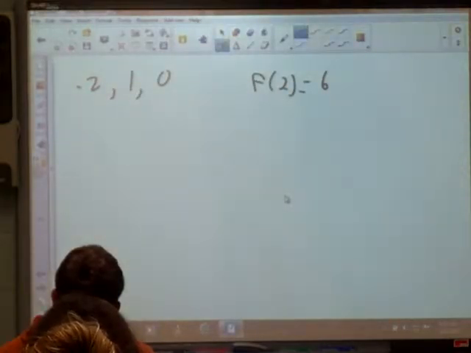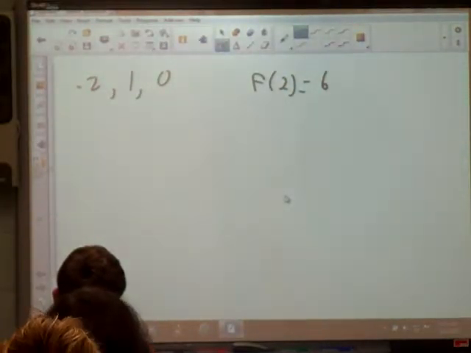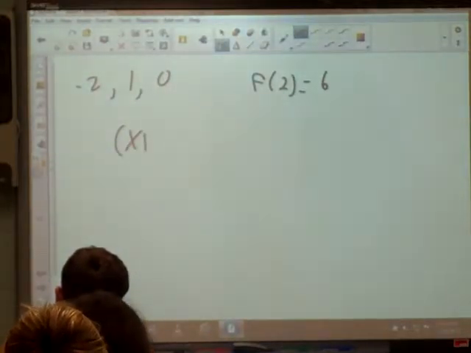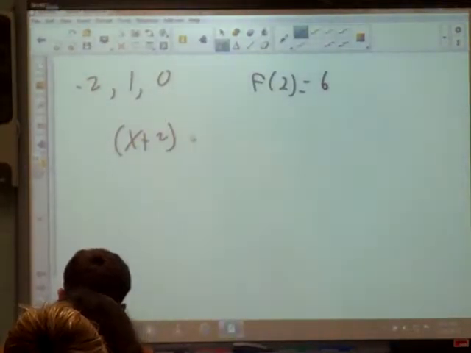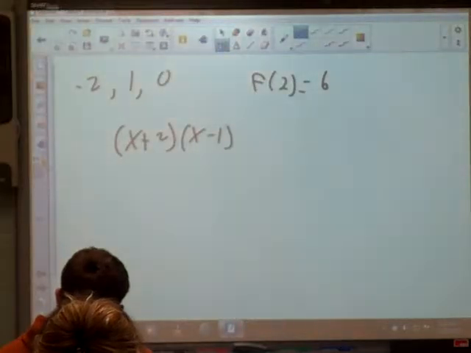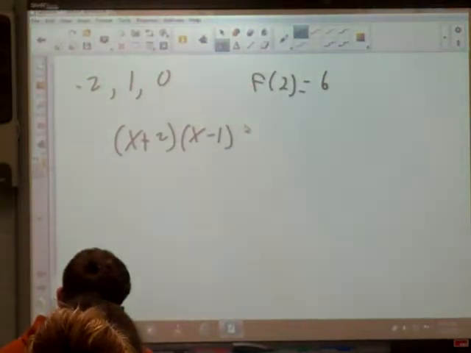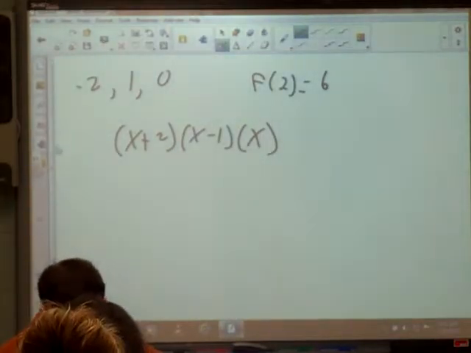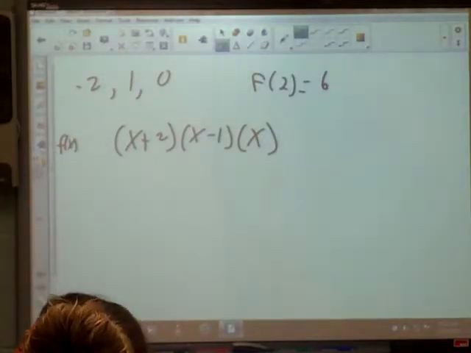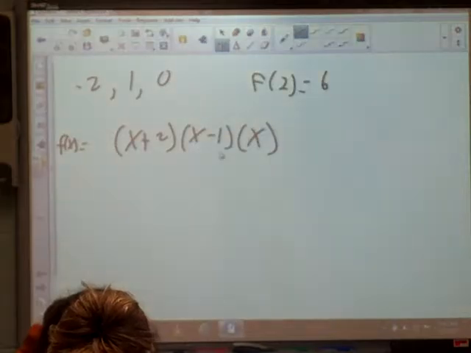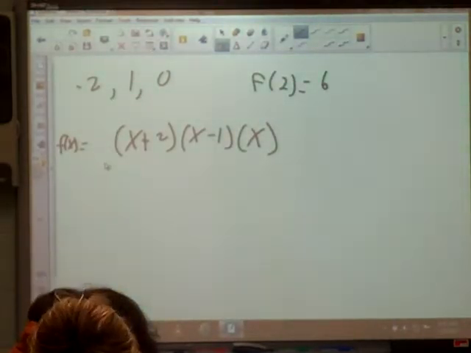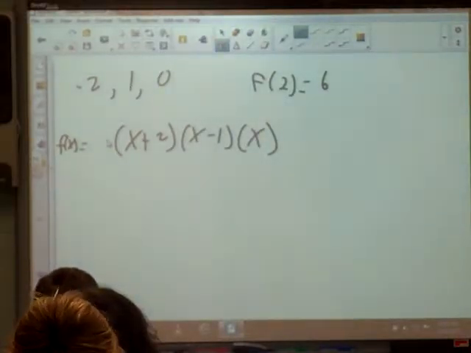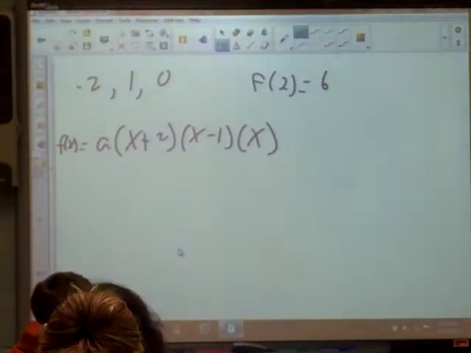Alright, so we know what most of it's going to entail. To get a negative 2, that came from x plus 2. To get a 1, that came from x minus 1. To get a 0, x plus or minus 0 is just x, right? So we know how we're going to start with that. f of x is going to equal that. But in these things, there's always going to be an unknown in the front. Most books that I use just call that the A.